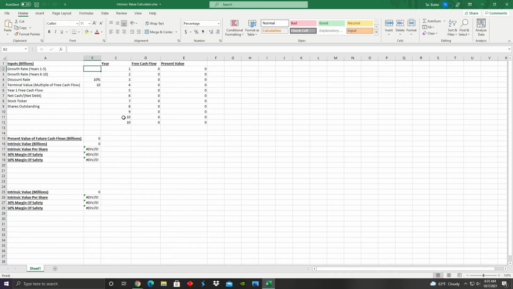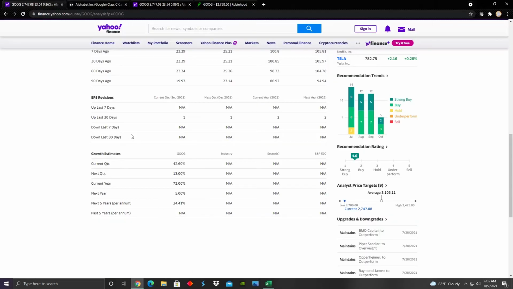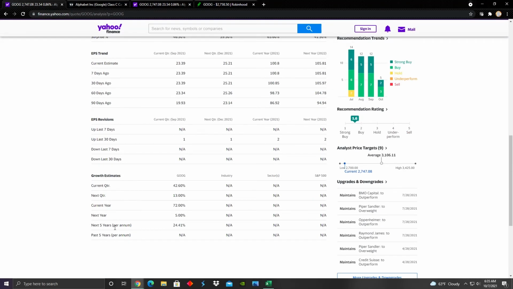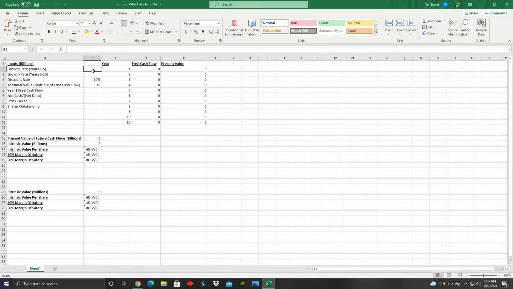So what we're going to do for Google in this case is we're going to pull up a couple of statistics, like their growth rate, their year one free cash flow, their net cash minus their net debt, as well as their shares outstanding, in order to try to figure out their free cash flow. A place that we can go to figure out their growth rate really quickly is through analysts' growth estimates on Yahoo Finance. We can see right here for Google's analysts' growth estimates for the next 5 years is 24.41%. So I'm just going to type that in right here.